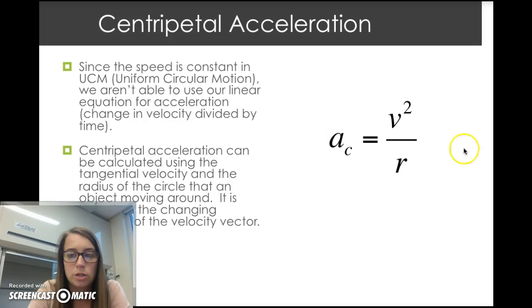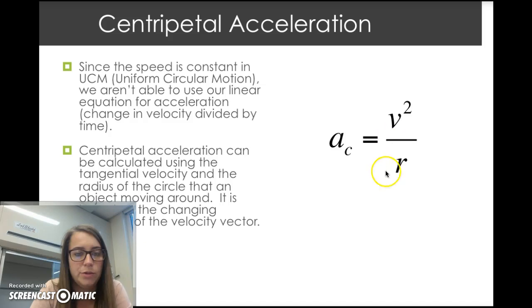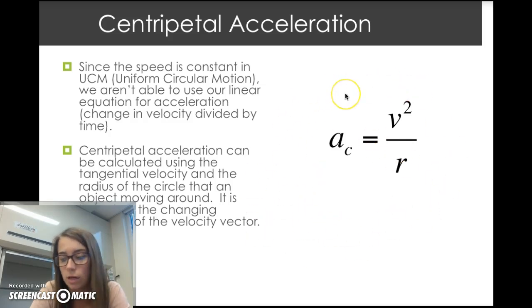So this is our equation to calculate acceleration. We use the tangential velocity, square it, and divide it by the radius of a circle for whatever our object's moving around. So it's based on the changing of that velocity because your radius should stay constant. So this gives us centripetal acceleration.